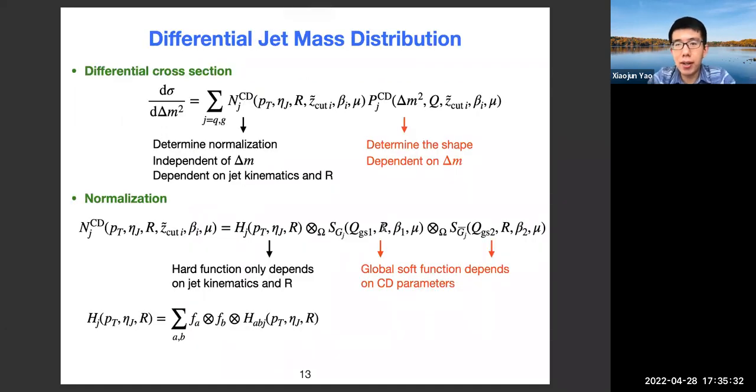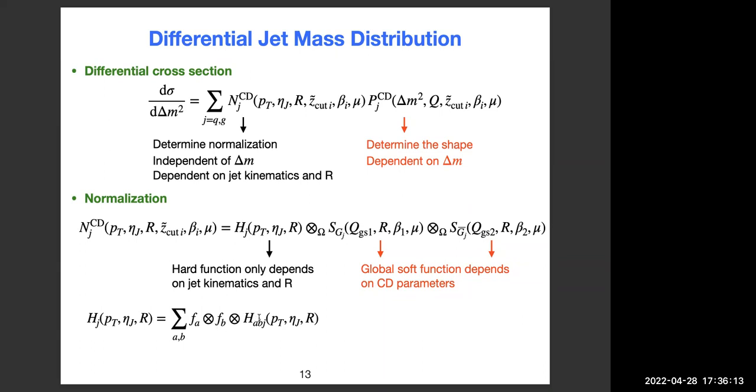And let's look at some detailed factorization formulas. So the formula can be written in this way. This part knows the jet mass measurement, and this part does not know the jet mass measurement. So this part contains the hard function and the global soft functions. The hard function depends on the jet kinematics and the jet radius, while the global soft functions know the collinear drop parameters, which are the beta 1s and the z's, defining the grooming procedure. And the hard function includes, for example, the parton distribution function that we use to calculate.